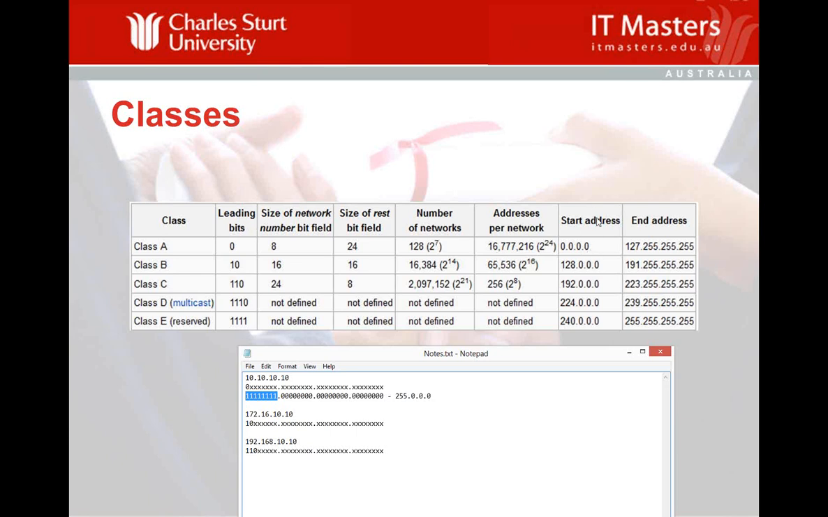And then these last two columns just indicate the range of valid addresses for that particular class. Okay. Now you can see it starts at 0.